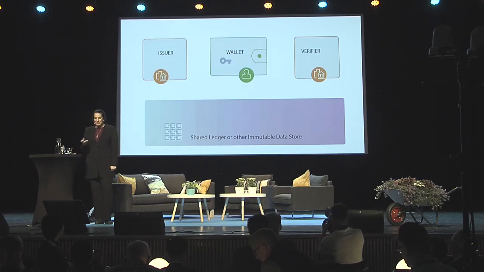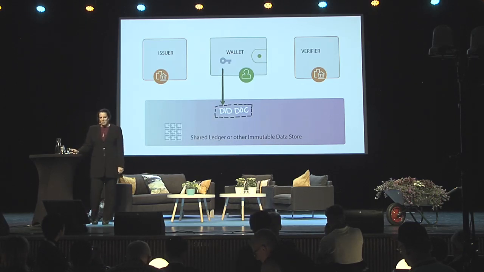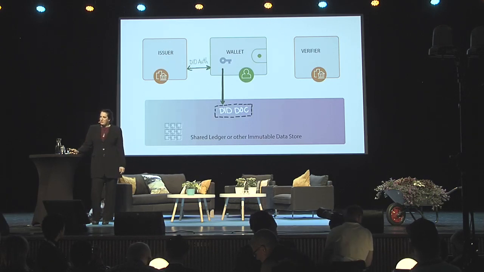So the first step is, and we already went over this, the individual using their wallet posts a DID document to the ledger. And that has all the things I described before. And the issuer wants to check that the person really owns that particular DID before they do anything with it. And they check the ledger and the signatures.